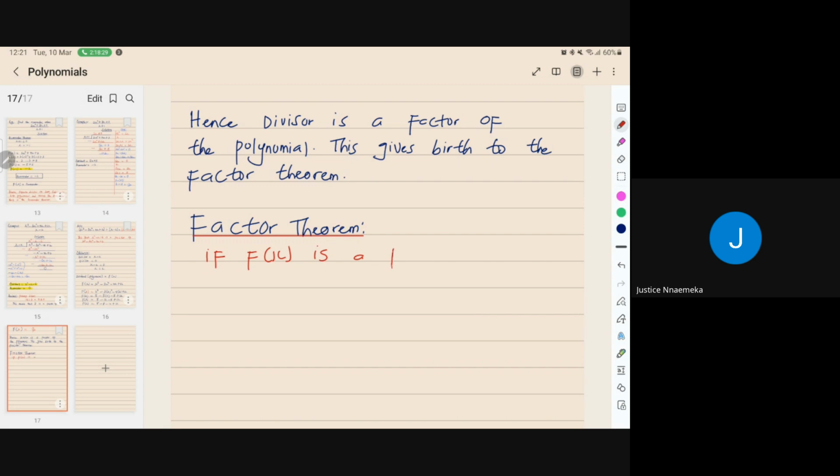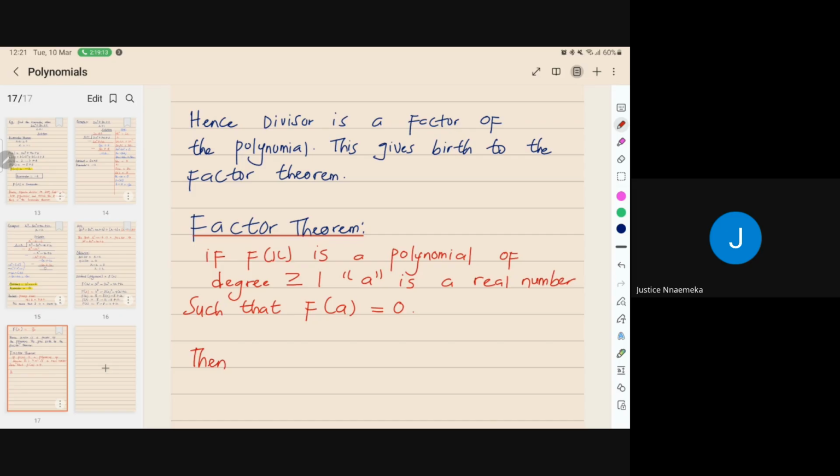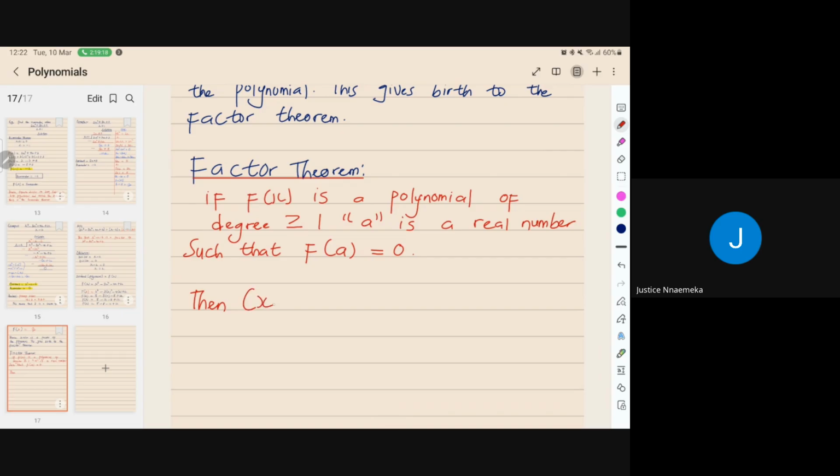If f is a polynomial of degree greater than 1 and a is a real number such that f of a equals 0, then x minus a is a factor of f of x. Is that okay?